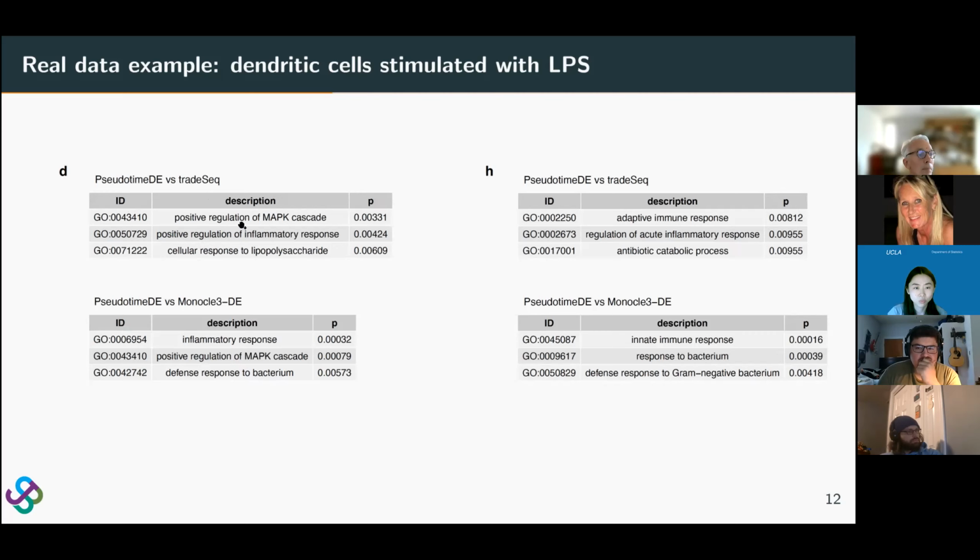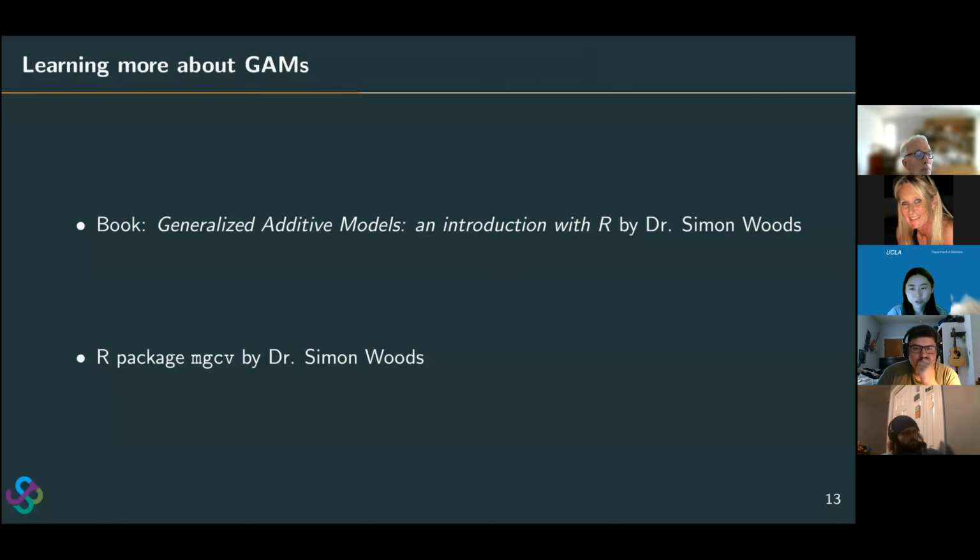Okay, and we also look at the GO terms specifically enriched in the DE genes found by us, and we see that they are very related to immune responses. Which means that they are biologically meaningful. This also verifies the meaningfulness of our DE genes. Okay, so for our students, if you are interested in knowing more about generalized additive models, there is a book written by Dr. Simon Wood, who also wrote the R package we used in our method. So that's all I want to say about the first part.